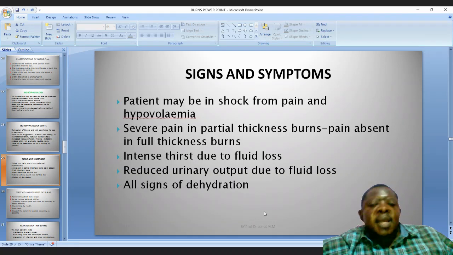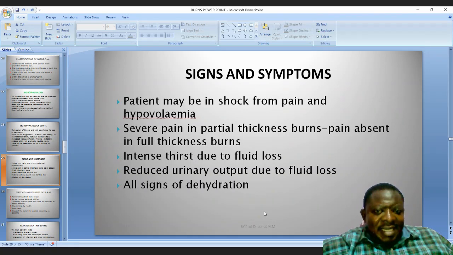Now we look at signs and symptoms. This is another part of our specific objectives, understanding the signs and symptoms in burns. Patients may be in shock. This may come because of either too much pain or because of hypovolemia. Patient may be in severe pain depending on the classification of burn or the parts involved. So there is severe pain in partial thickness burns, or pain will be absent in full thickness burns.